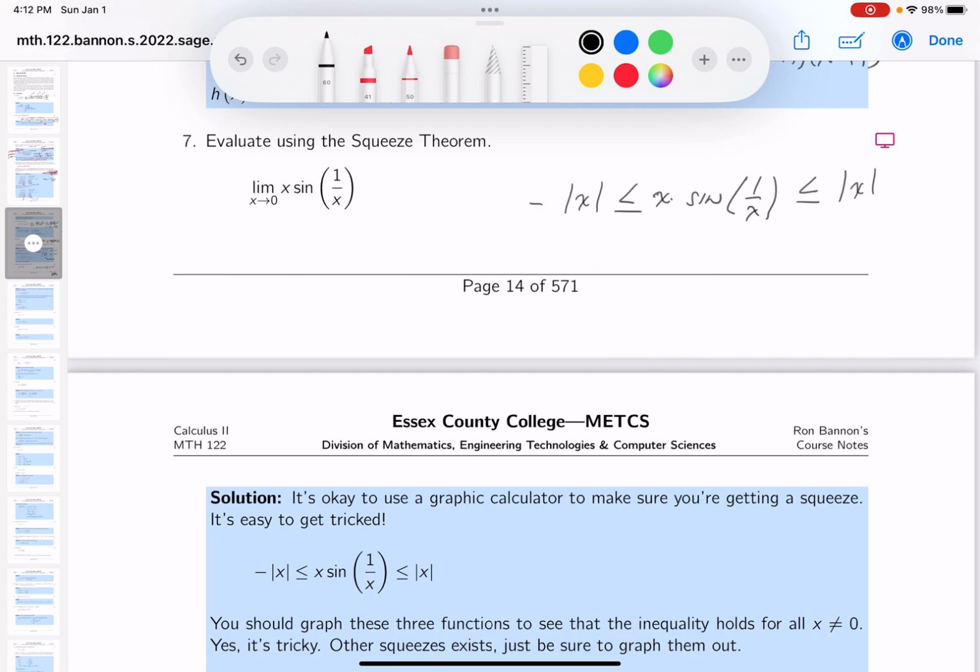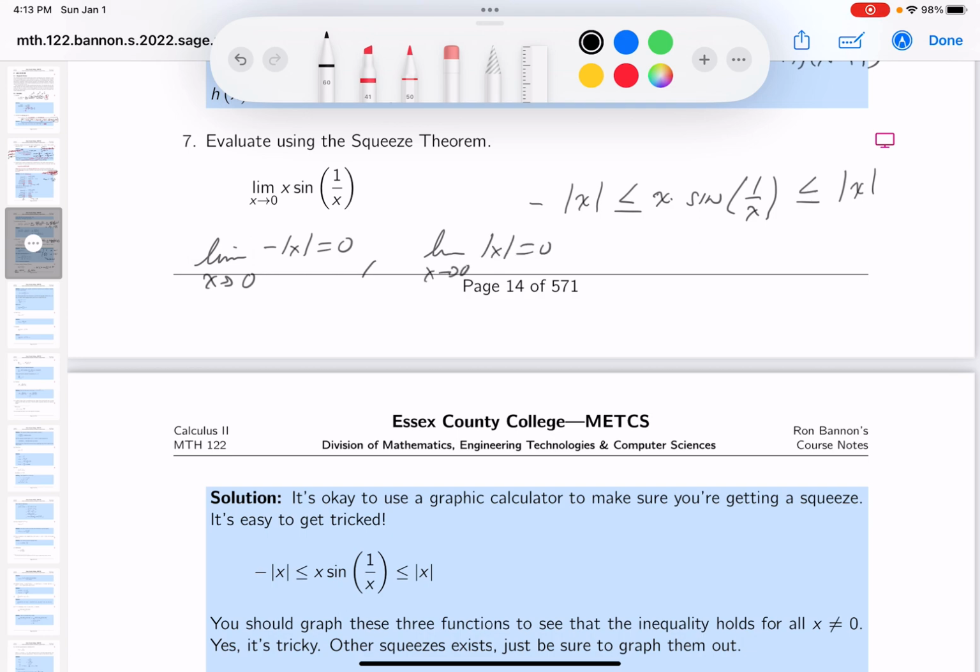What are you going to do? You're going to use the squeeze theorem now, and you're going to look at the limit of the lower function. The limit as x approaches 0. Let's do the lower guy, so it's minus the absolute value of x. Well, that's 0. You're going to look at the upper guy, so it's going to be the limit as x goes to 0 of the upper guy.